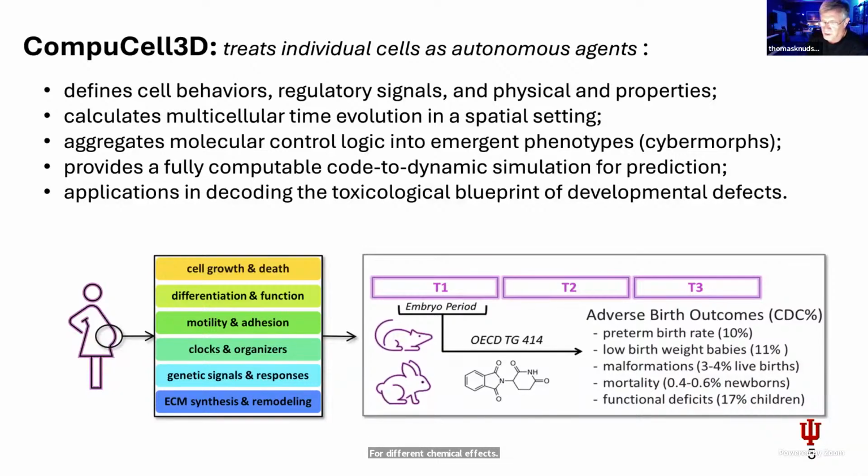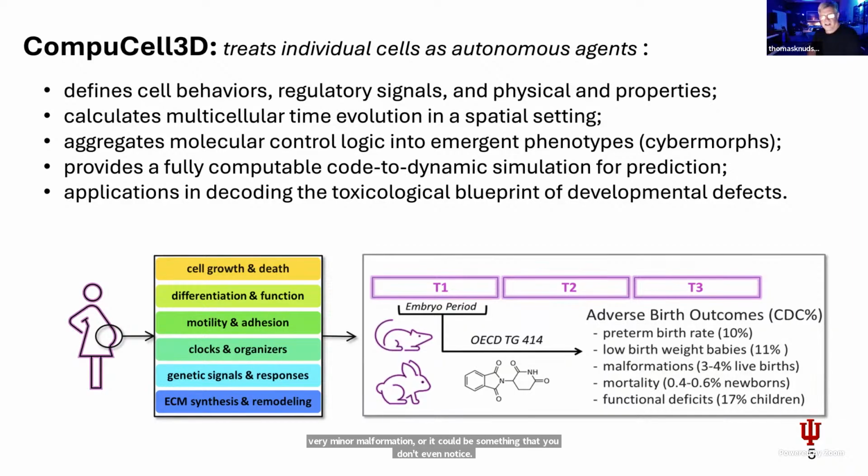And I just threw in a couple of percentages from the CDC in terms of the rates of different developmental defects that could be affected during this period. These adverse birth outcomes include preterm birth rate, that's 10% of births in this country, low birth weight babies, 11%, malformed babies, 3 to 4% of live births, mortality, almost up to 1% of newborns, and functional deficits, which include things like learning deficits. Actually, it's almost at an epidemic level in this country. One in 6 or 7 children, by the time they're screened for school age, have some type of functional deficit. It could be associated with a very minor malformation, or it could be something that you don't even notice.